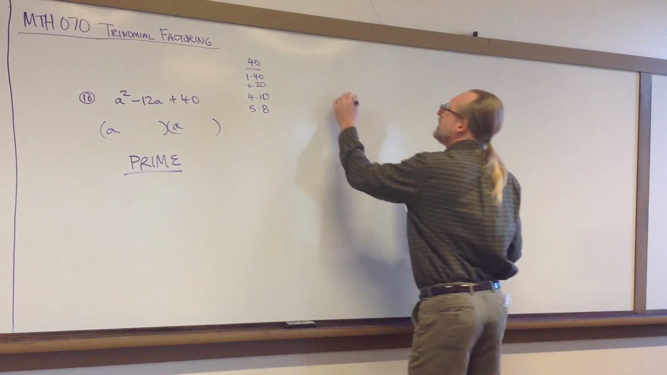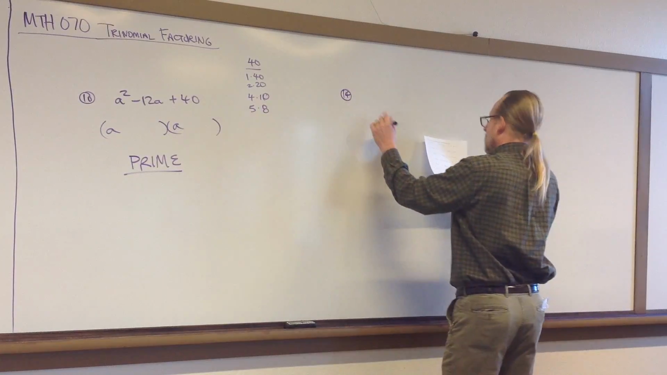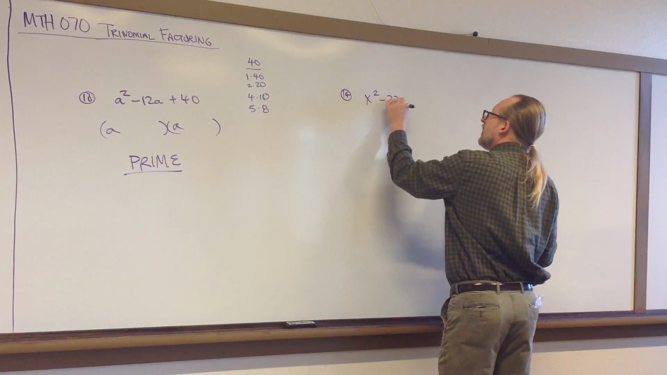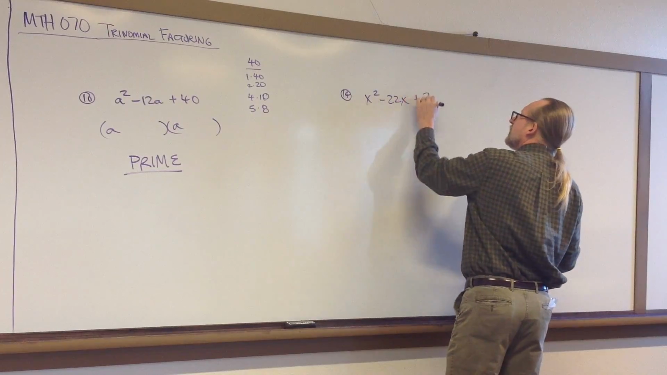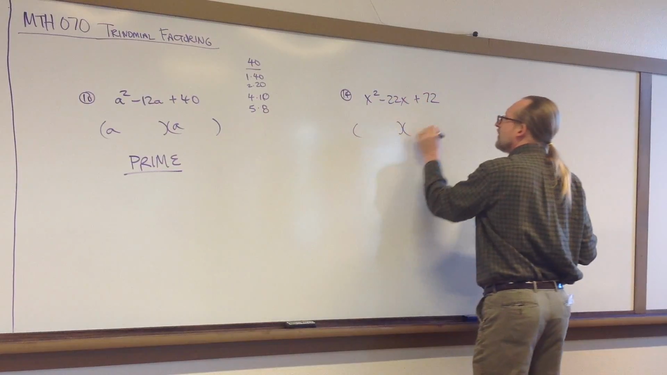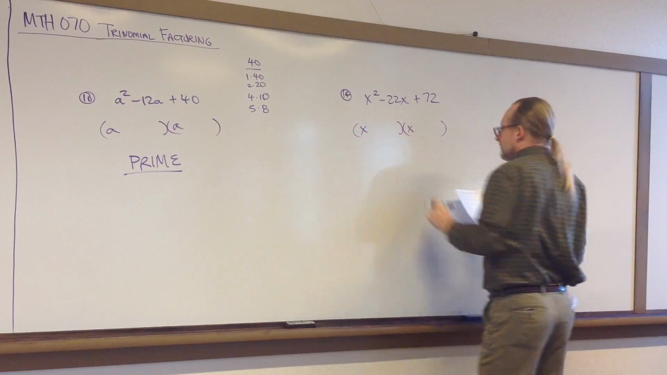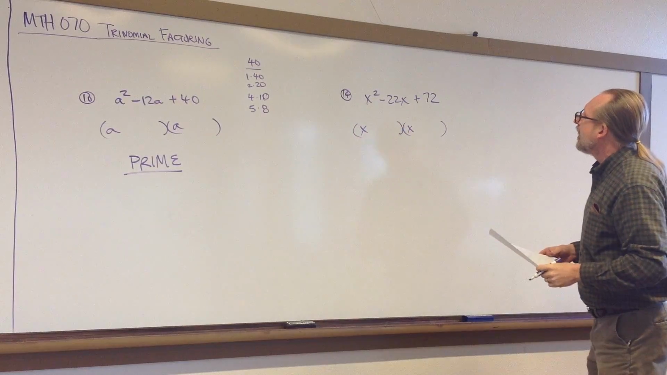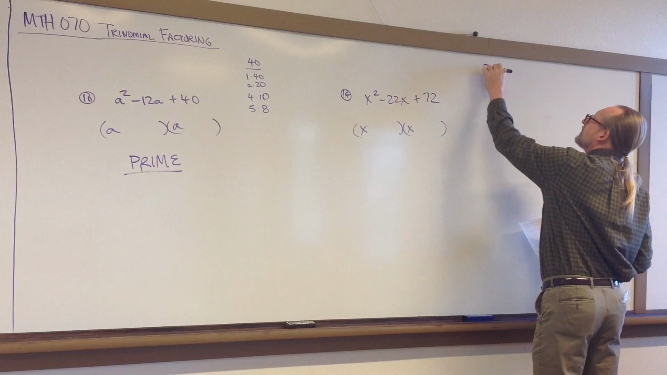Problem 14. You've got x squared minus 22x plus 72. All right, so there's our x and x. And now we need to know the factors of 72.